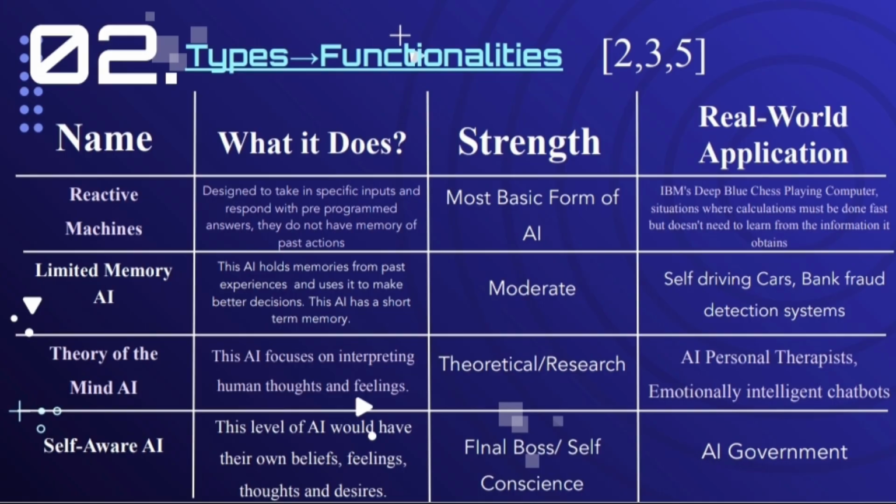So, finally, we have self-aware AI. This is what I like to call strength as final boss, mythical, self-conscious level. This does not exist yet, but if it did, this level of AI would be able to have their own beliefs, their own thoughts, their own feelings, and their own self-driven desires. So they would want things. They would have their own needs and wants.